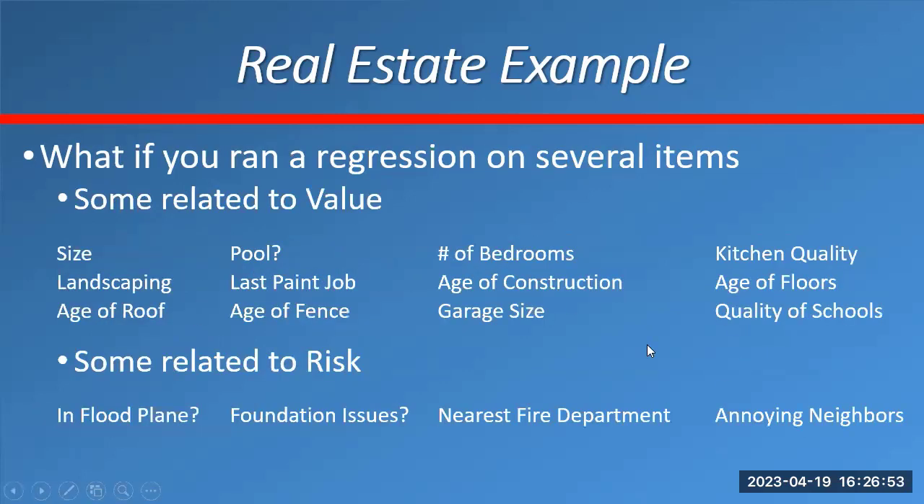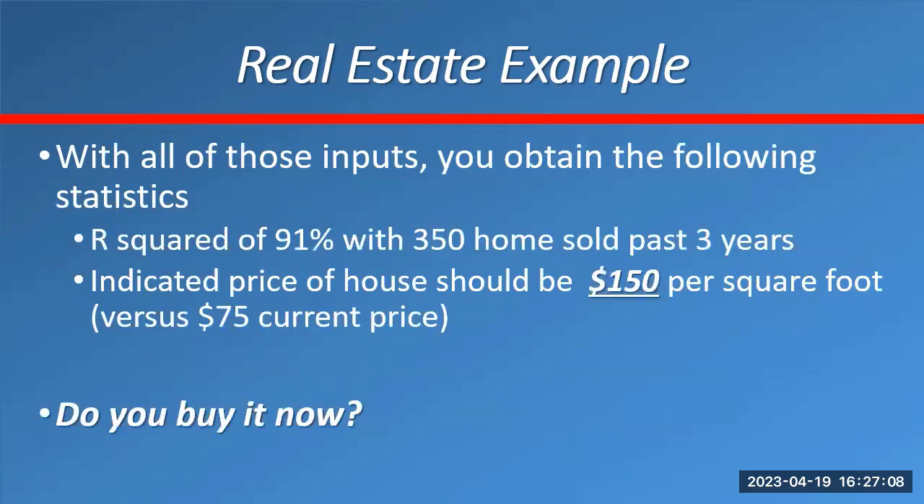And make sure everything you thought was important is on the list. There are some things on the list that are subjective, like kitchen quality, so you might be curious how they do that. You rank it 1 to 5, what are you looking at? You might want that broken out. But hopefully, if you like this model, you have some confidence in it. 150 versus 75. That sounds like a really good house.